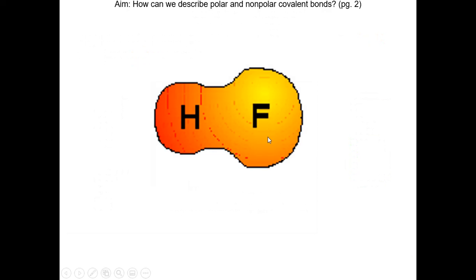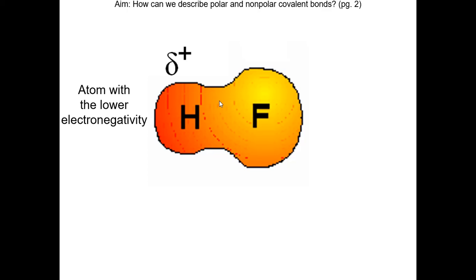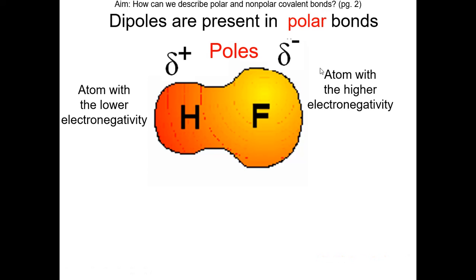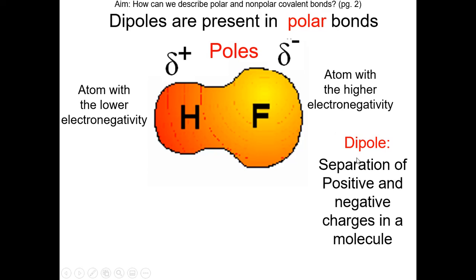Here we have an HF bond, which is a polar covalent bond. Hydrogen has the lower electronegativity, so we indicate that using a partial positive charge. Since F has the higher electronegativity, we indicate that with a partial negative charge. Notice there's two poles here, one positive and one negative. We call this a dipole, which is present only in polar bonds. A dipole is a separation of positive and negative charges in a molecule.